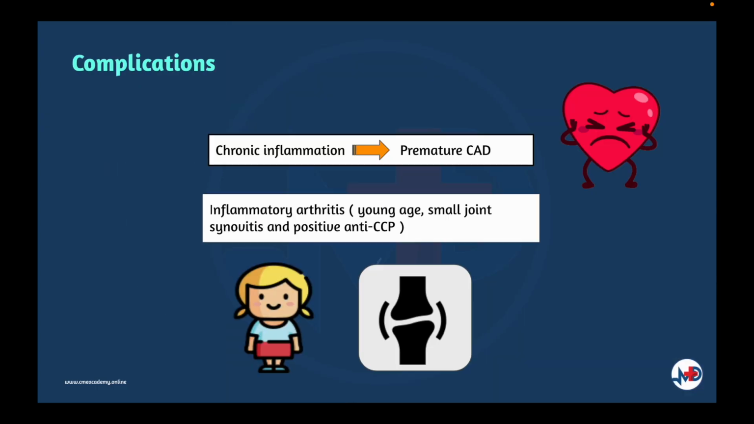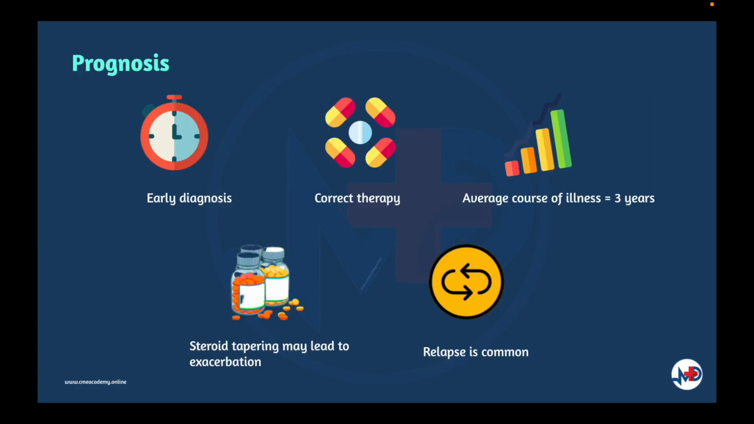Complications of polymyalgia rheumatica include premature atherosclerosis resulting from chronic inflammation, and it's the most likely cause of premature coronary artery disease. It can also cause inflammatory arthritis with features of small joint synovitis, younger age, and anti-CCP positivity. With early diagnosis and correct therapy, patients have an excellent prognosis with average length of disease being 3 years. However, exacerbations may occur if steroids are tapered too rapidly, and relapse is common.